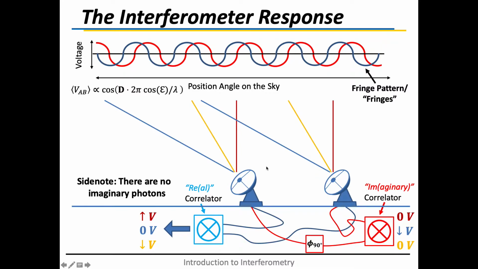Real and imaginary, though, keep in mind, these are just mathematical conventions. There is no such thing as imaginary photons, or if there are imaginary photons, they don't actually exist, and they don't actually enter the antennas. The photons are real. The mathematical conventions are the things that are imaginary. So just keep that in mind. All right, so that's the interferometer response. That's the fringe pattern in the sky.